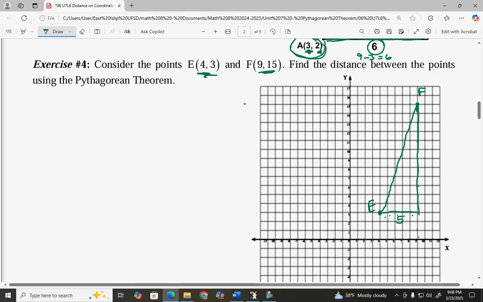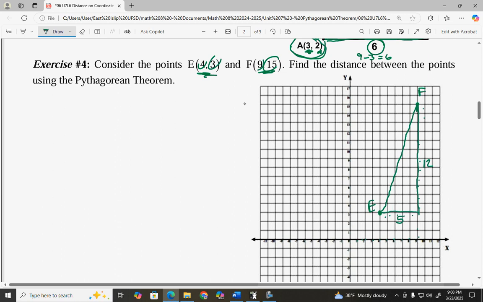This is 5, and the other boxes, this is 12. Could I have just subtracted 15 and 3 to get 12? Yes. And subtract 9 and 4 to get 5? Yes. But I like putting it on the grid.